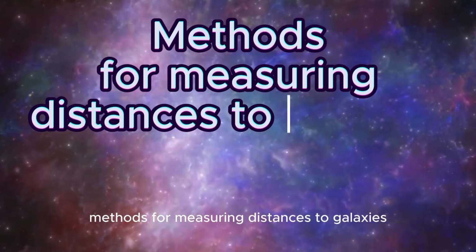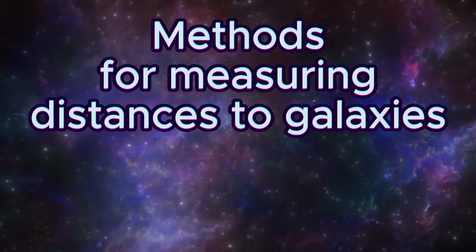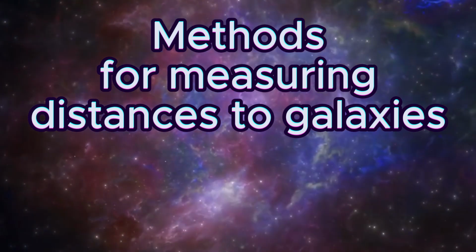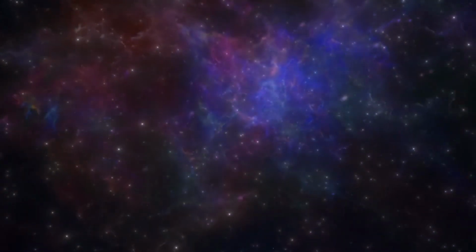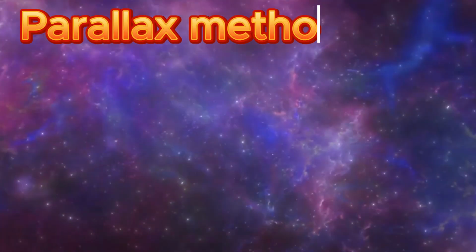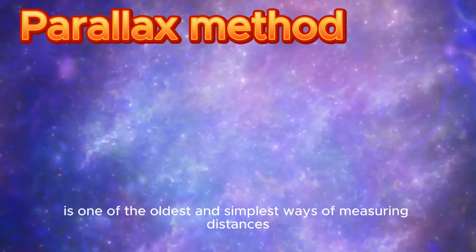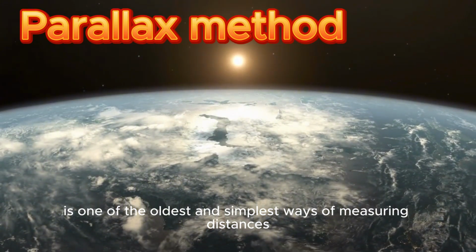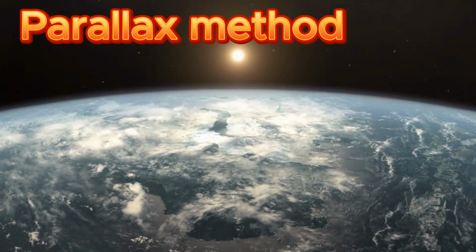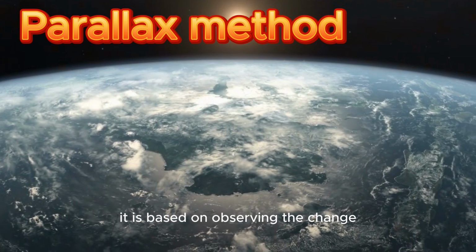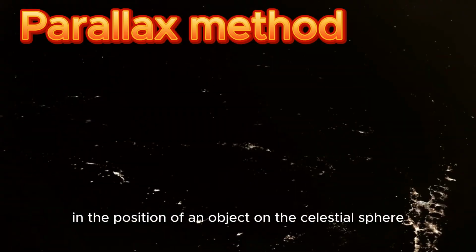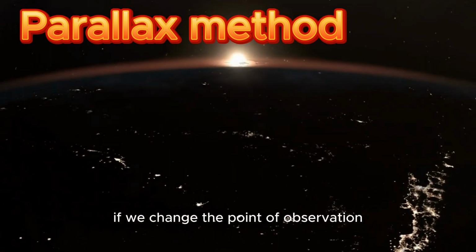Methods for measuring distances to galaxies. Parallax method. The parallax method is one of the oldest and simplest ways of measuring distances. It is based on observing the change in the position of an object on the celestial sphere if we change the point of observation.